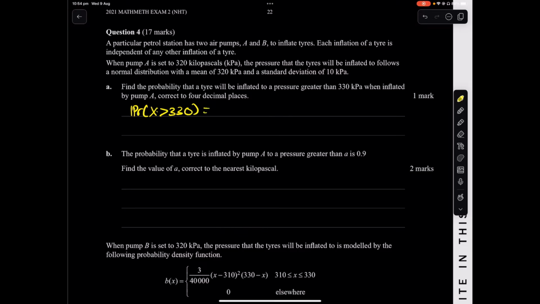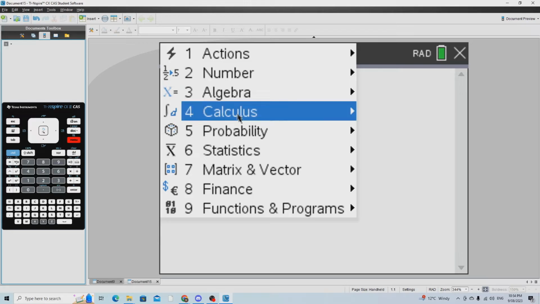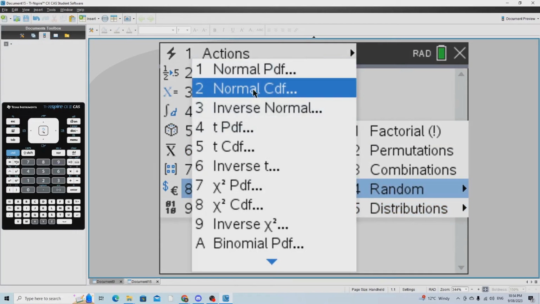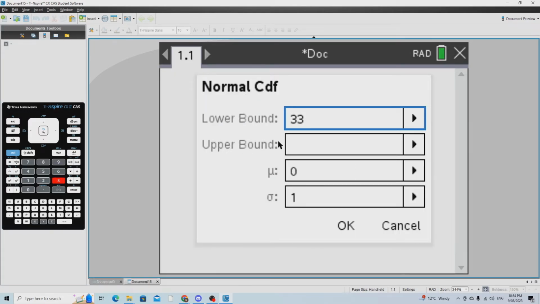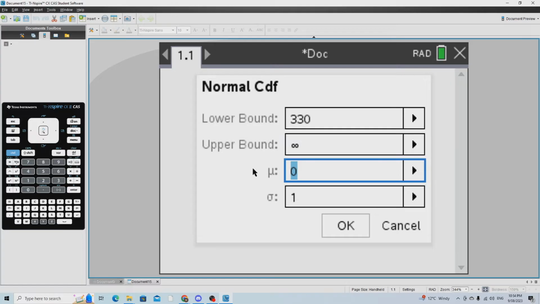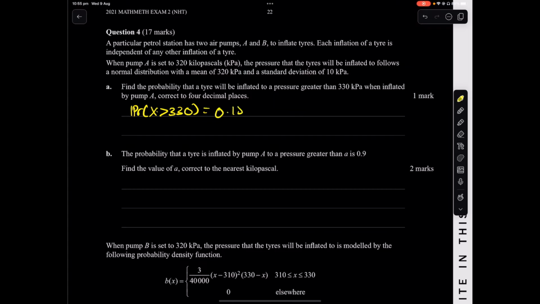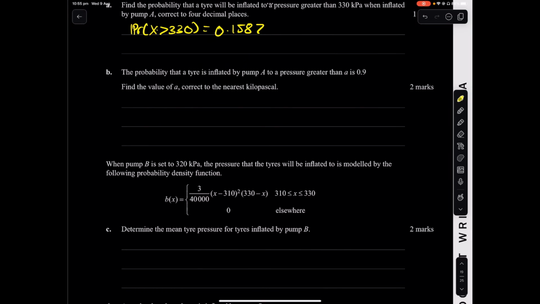Look, I've got to go quick because I took too long on the other question. So Control N, add calculator, and we're going to say menu, probability distribution, normal CDF, 330 to infinity. Your mean value is 320 and 10, and we get 0.1587.